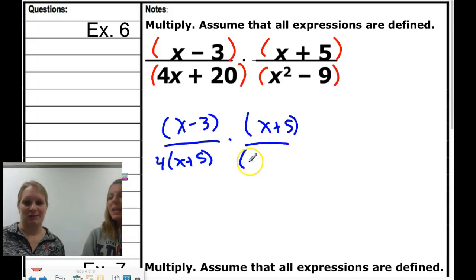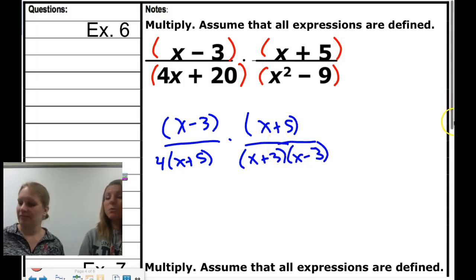Ooh, this one's a good one. That's a perfect square binomial. So it's always going to be x plus 3, x minus 3, because you're looking to see what two numbers multiply to negative 9 and add to 0.